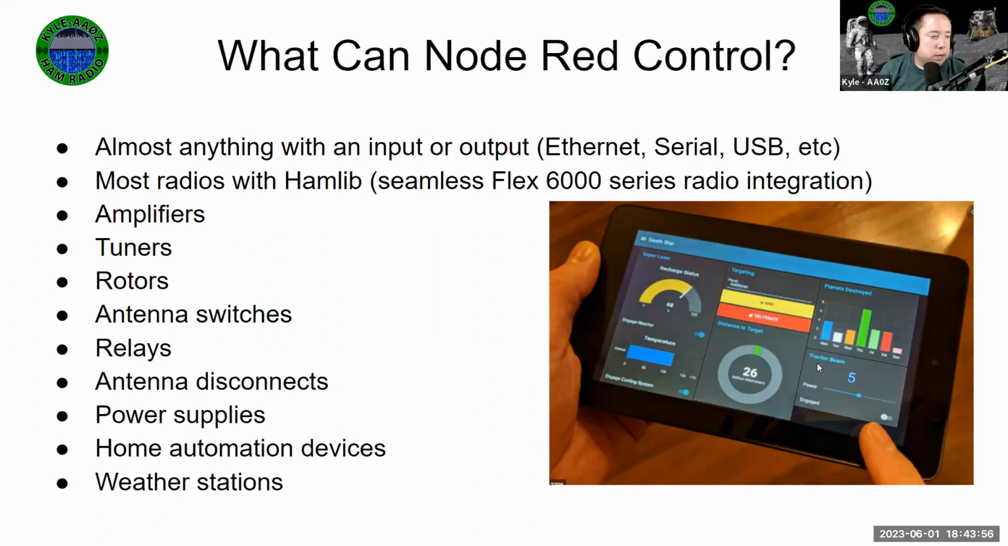But in the shack, we can use anything that has an Ethernet, a serial, or a USB input or output. Most radios work with Hamlib, or there's another that I think is called OmniRig. You can get CAT control out of your radio, amplifiers, tuners, rotors, and antenna switches. Basically, anything that you can get serial, USB, or Ethernet communication in and out of, you can control via Node-RED.